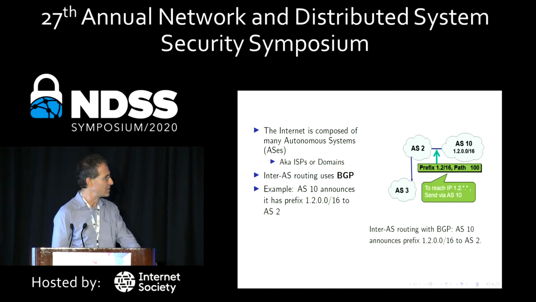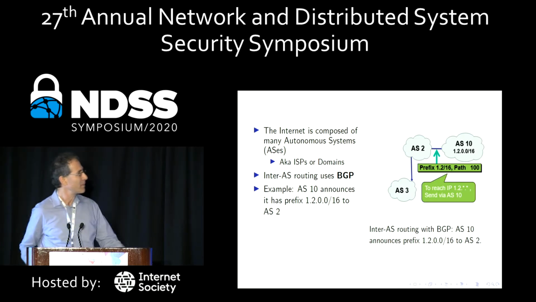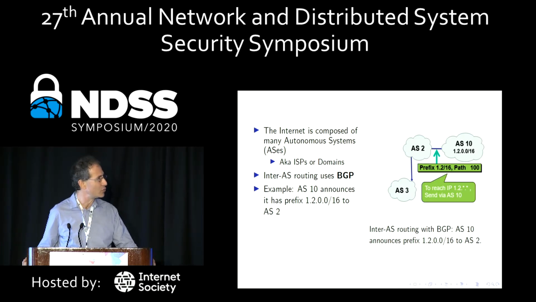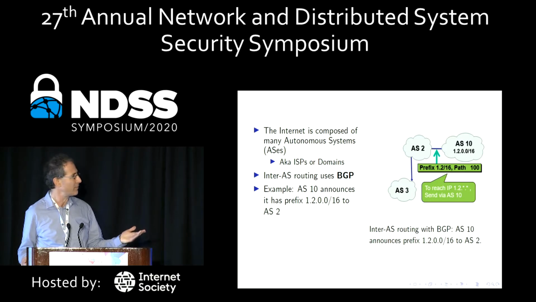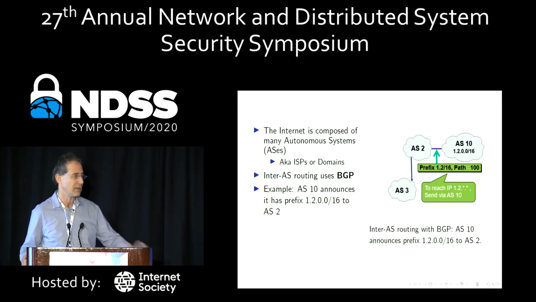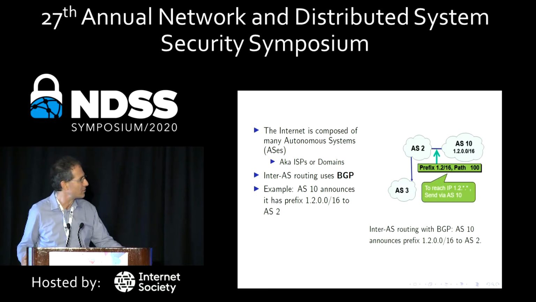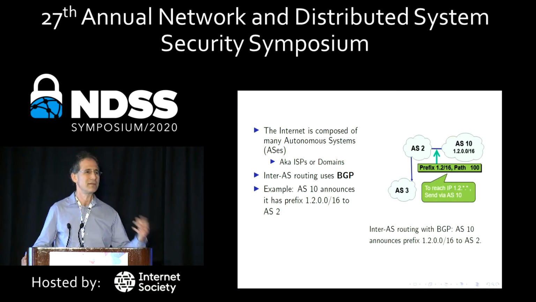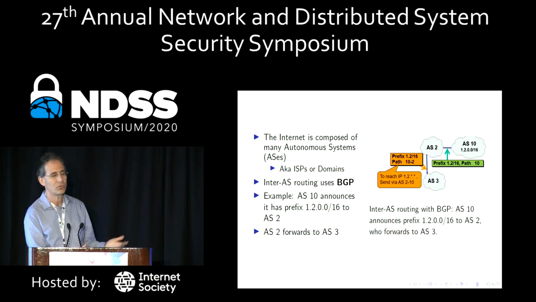For example, in this picture we can see just three ASes in this simple example: AS2, AS10, and AS3. AS10 is sending an announcement about some IP prefix, some block of IP addresses. This specific block is 1.2 and then any 16 additional bits, so it's 1.2/16. And the path is just, I'm AS10, and this is the destination, okay? It is sent to AS2, and AS2 learns this and can now route to the addresses in this prefix, and then it sends it forward to the neighbor, to AS3 in this simple example.